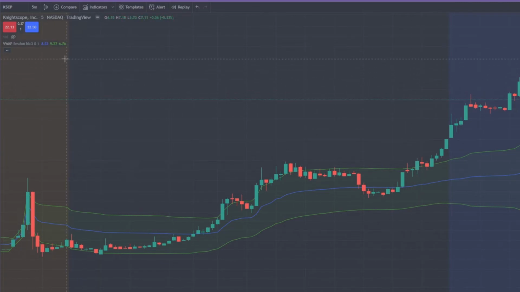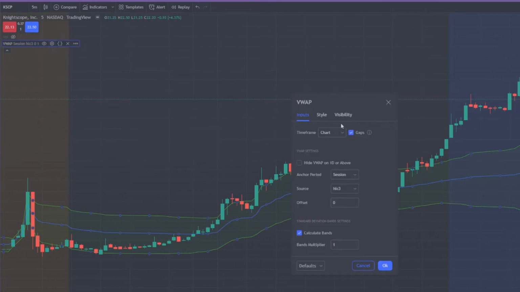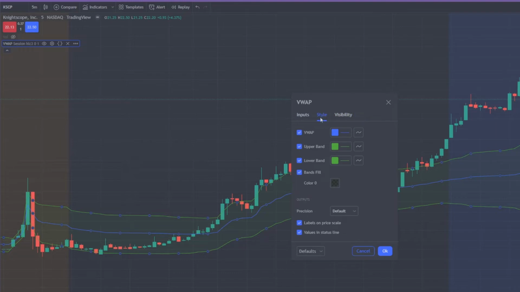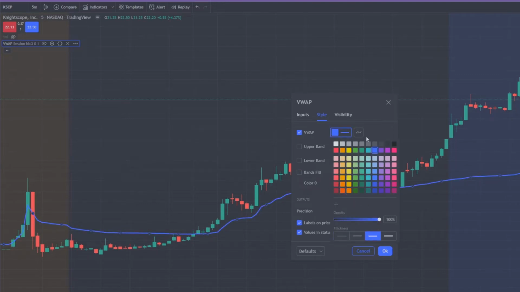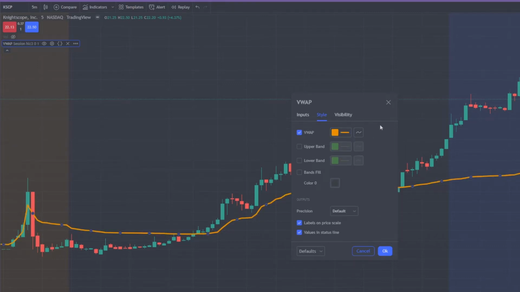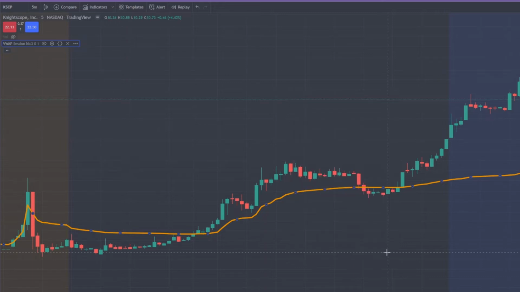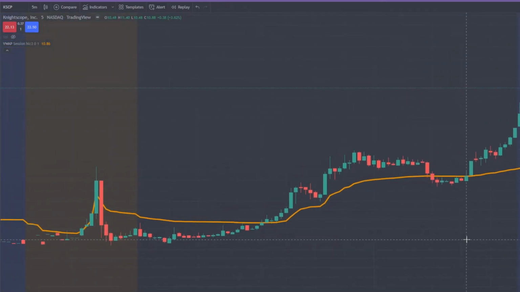Let's go ahead and remove some settings as TradingView adds some extra settings to the VWAP. Most charting platforms do not do this. We can click on the Settings tool here, go to Style, and remove the upper band, lower band, and the band's fill. I'm going to increase the thickness of the line and make it orange because I like that color. Obviously, you can change the settings to your preference. Once we're happy with our settings, we can press the OK button. This would display our VWAP.